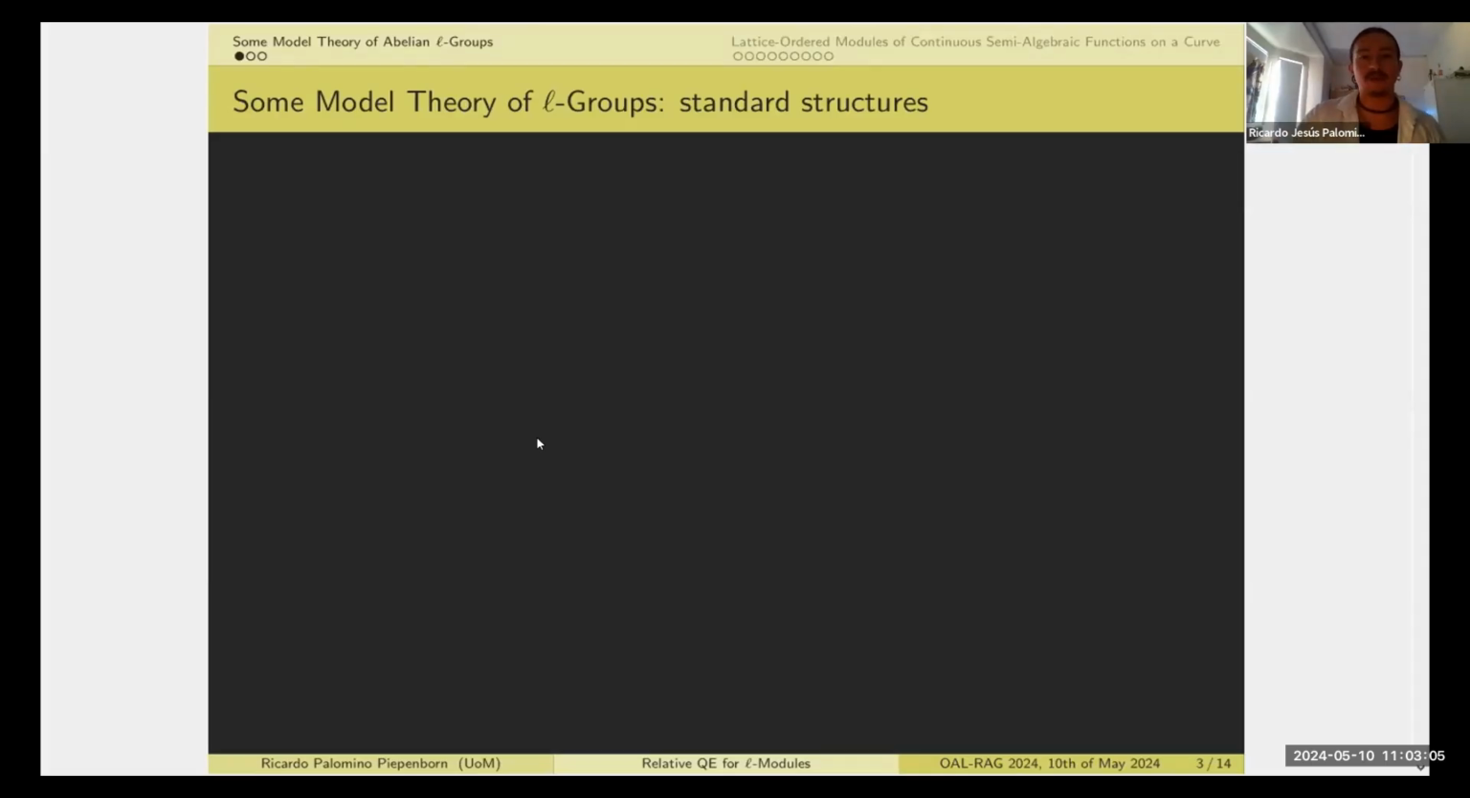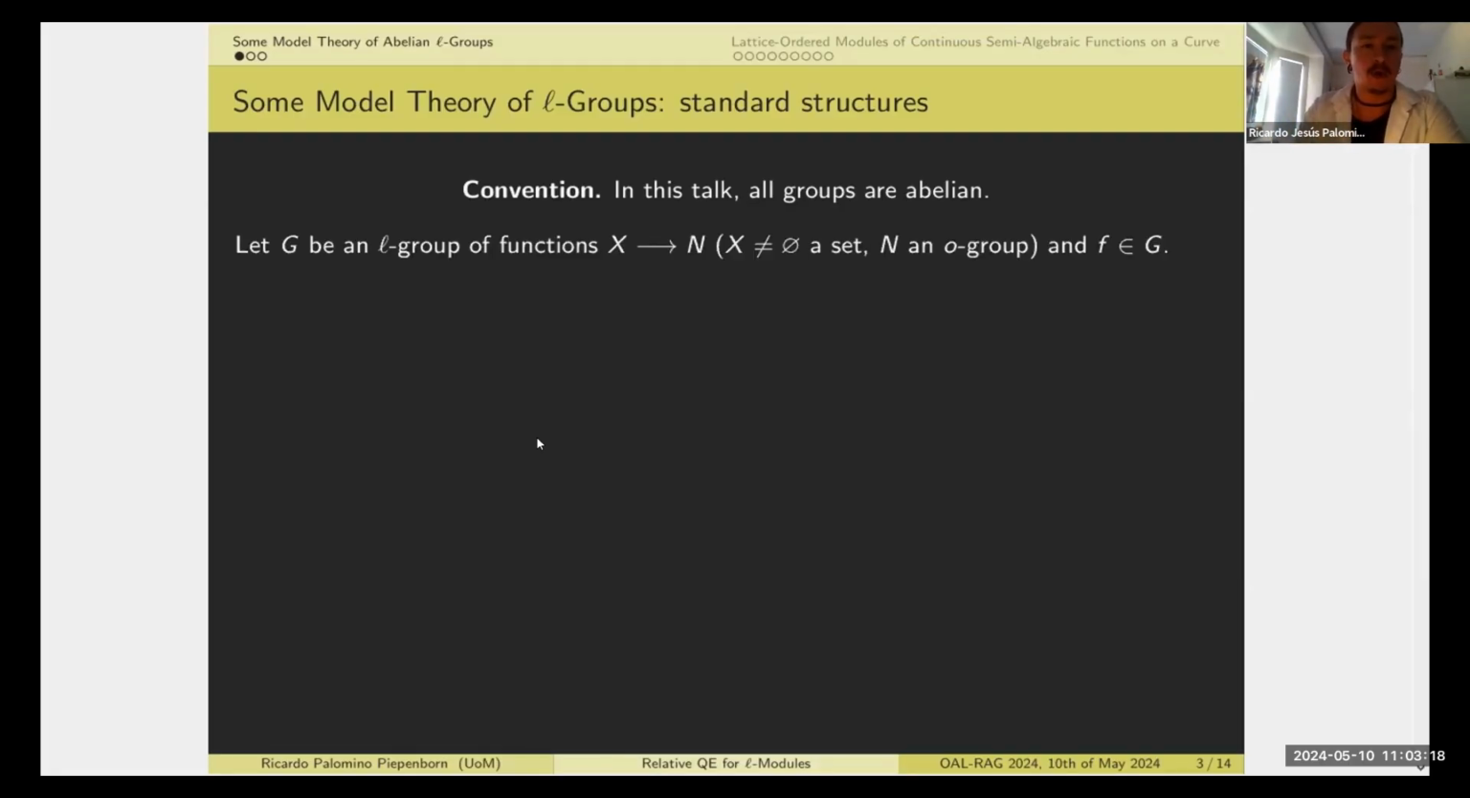So okay, how do we start? Let me just start with this convention that all my groups here, all my lattice-ordered groups, are going to be abelian. So what I will do now is fix some notation that I will use throughout my talk. I start with G, an abelian L-group of functions from some set X to some O-group, or totally ordered group, N, and I pick some element f in my L-group.